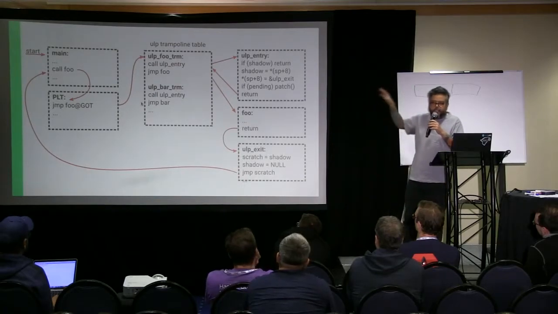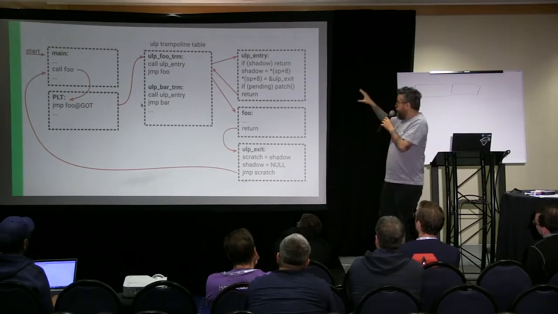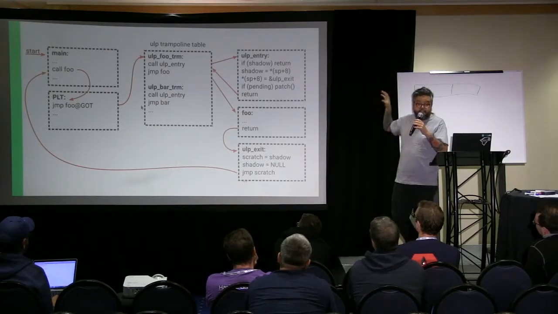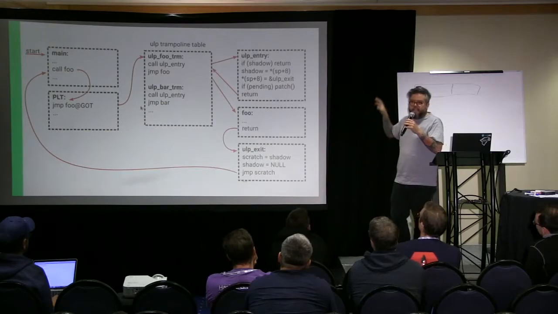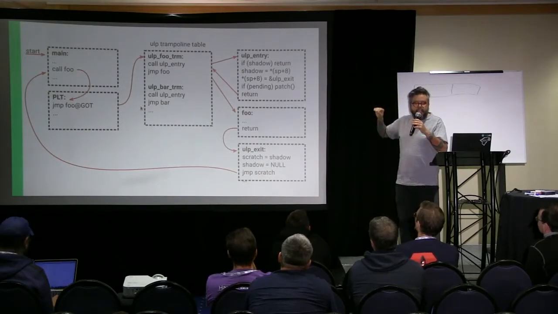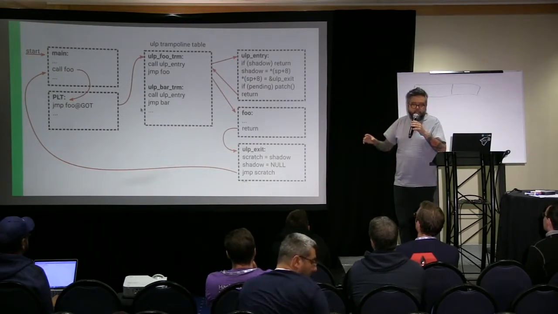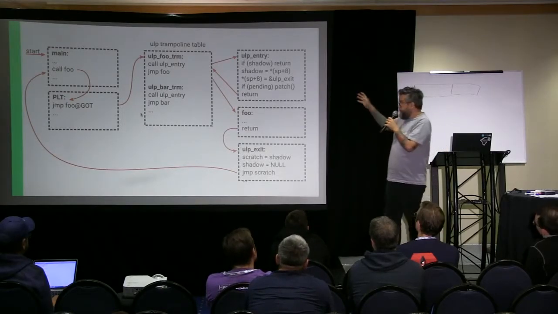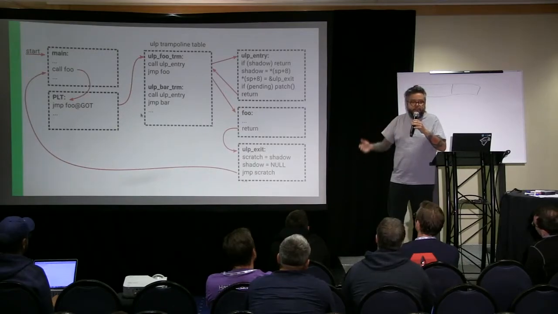And here's actually the trick that we are doing. In the ULP entry, first you're going to check if there's a variable called shadow which is set. If that's set, this means that the library was already entered. So we don't care about it. I mean, we already know that we cannot patch this library because it's already running. But if it's not set, this means that the library is being entered for the first time.